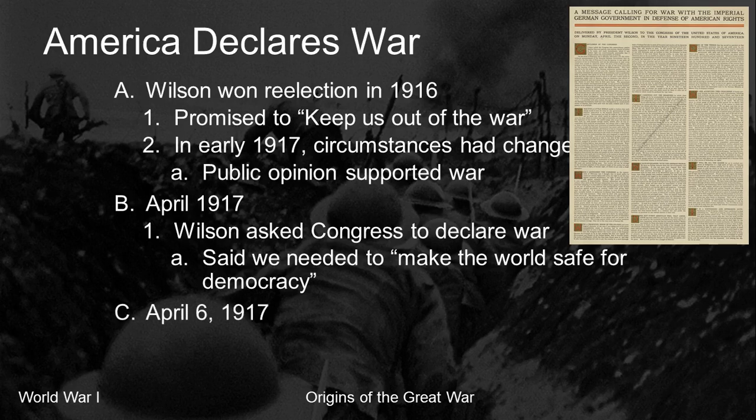And so on April 6, 1917, Congress voted to declare war. Jeannette Rankin will be one of the people that votes against it. In 1918, she will lose her re-election campaign because she voted against the war, which she had promised she would do. They got her elected to Congress in the first place. But whatever, on April 6th, 1917, the United States formally joined World War I. And that's where we will pick up in class.